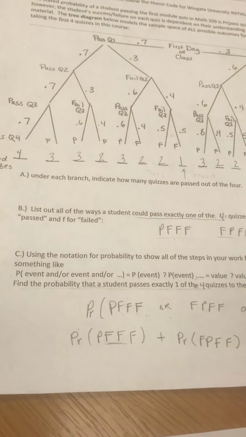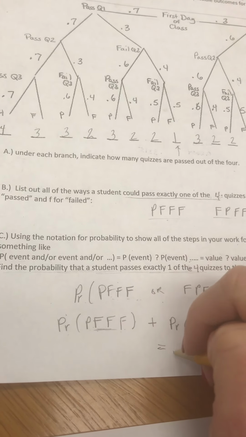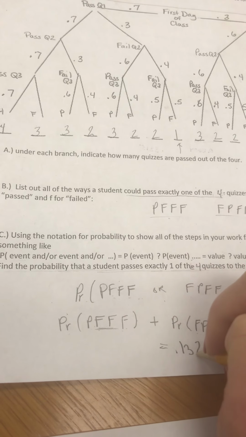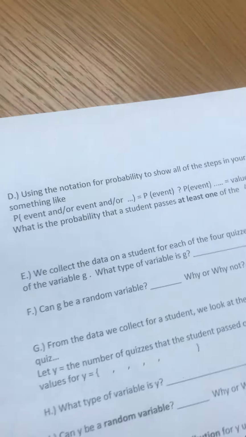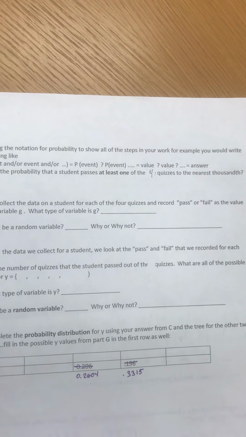I'm going to flip this over, so I'll just write 0.132. All right, is that 0.132? Yes, that's enough. The next question is addressing the tree in a different way.